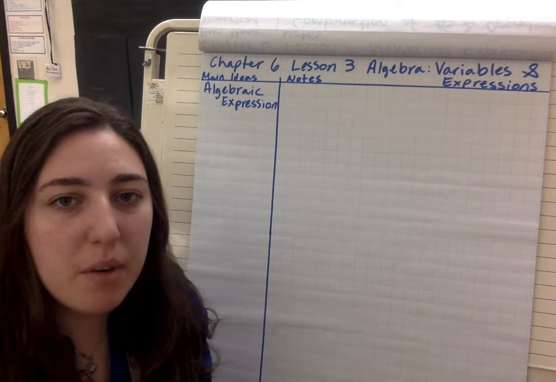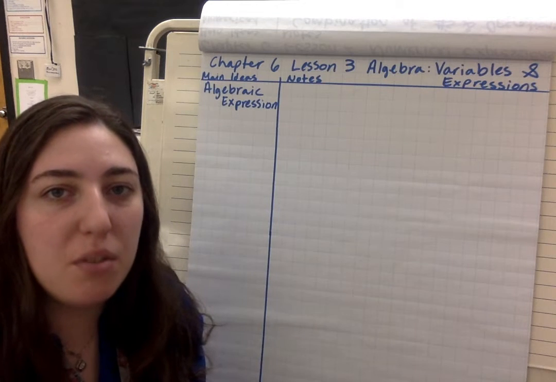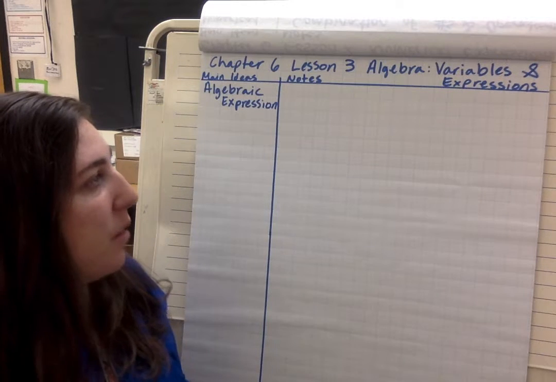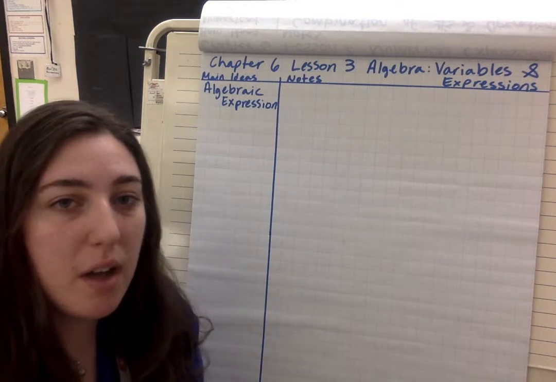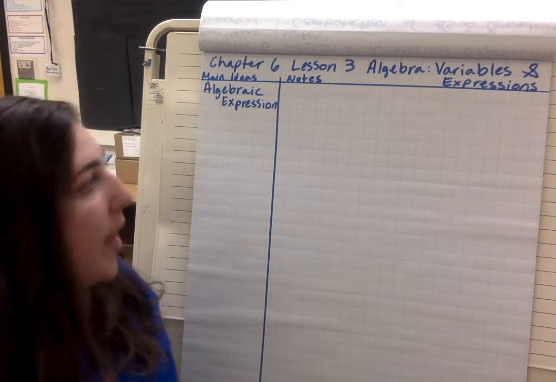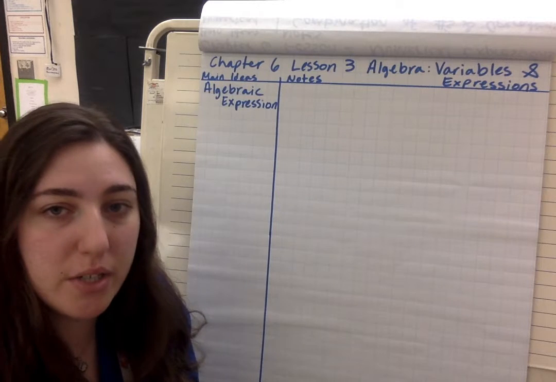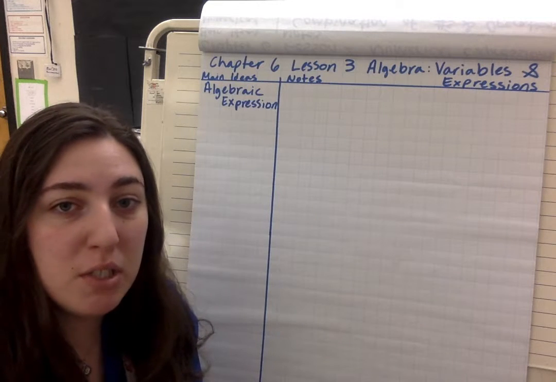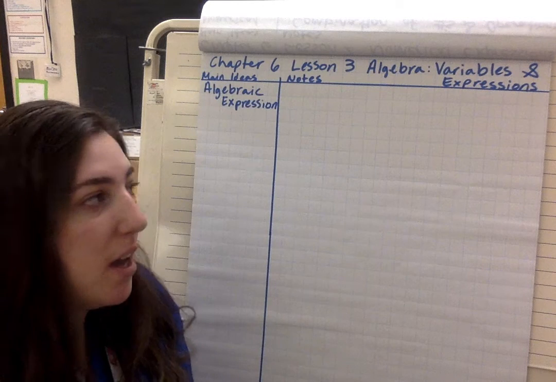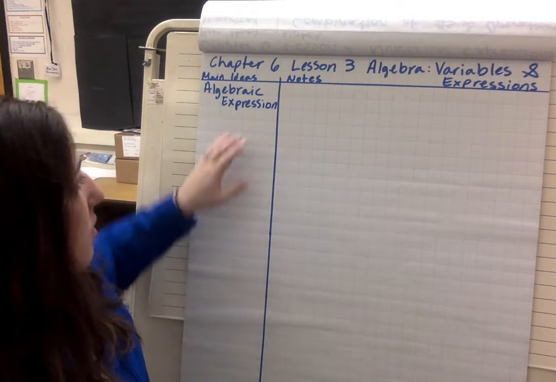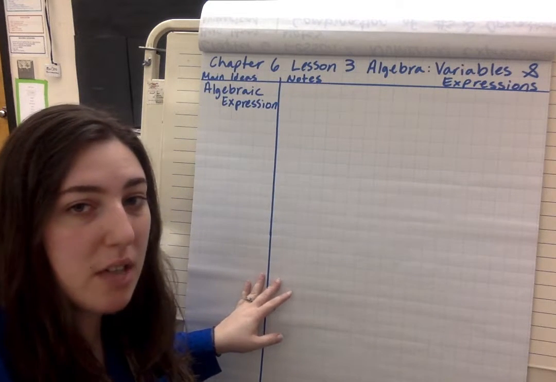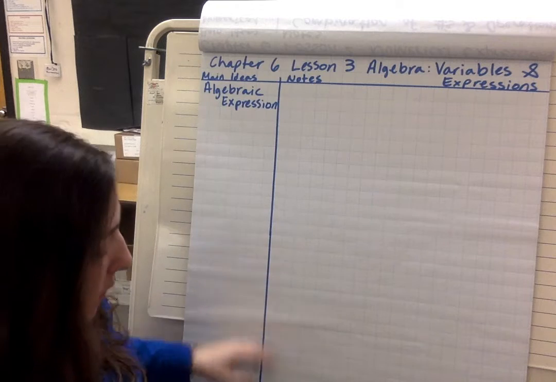Hey everybody, so today we're going to be learning from Chapter 6, Lesson 3. This is going to be a really great lesson for us and an important lesson for math in this class and in future classes. Okay, so we're learning about algebra, variables, and expressions. And I promise you guys, you have been doing some of this in elementary school already. We're just going to practice it a little more, and we're going to use some letters as variables today. So let's get started.